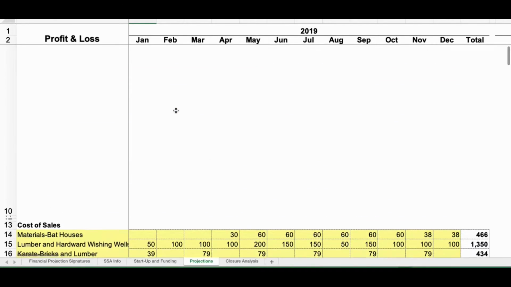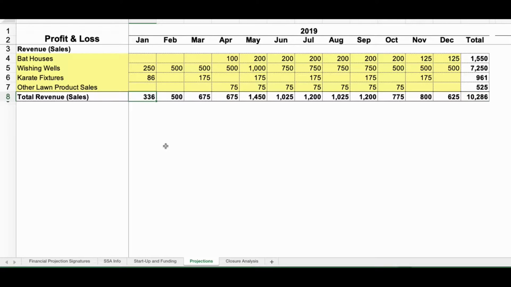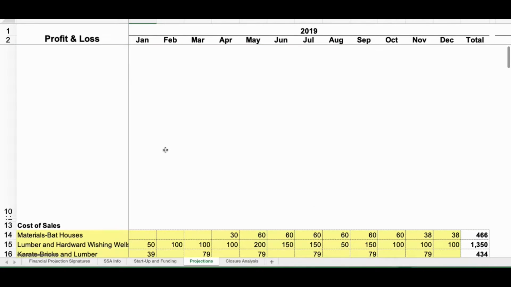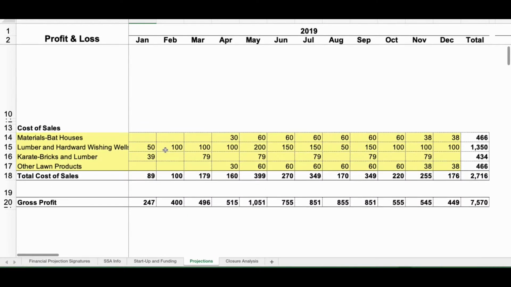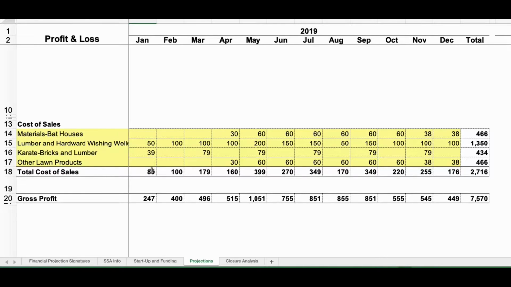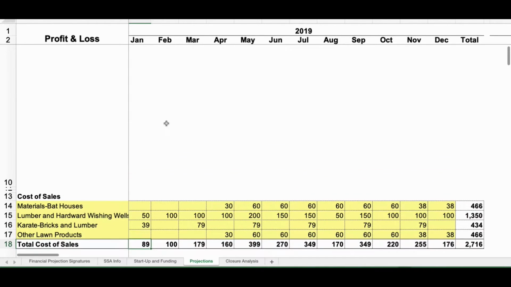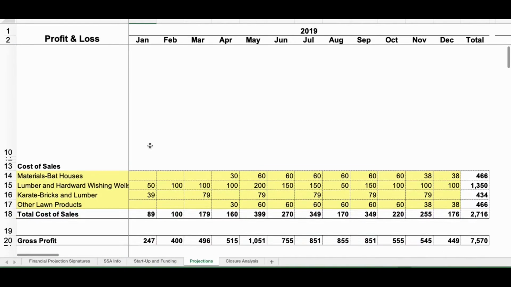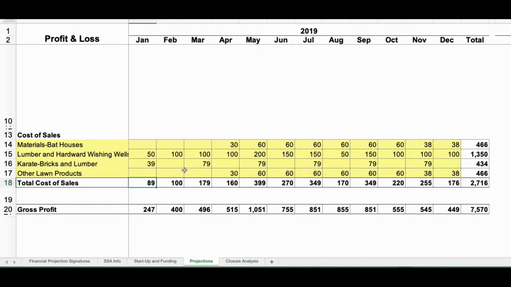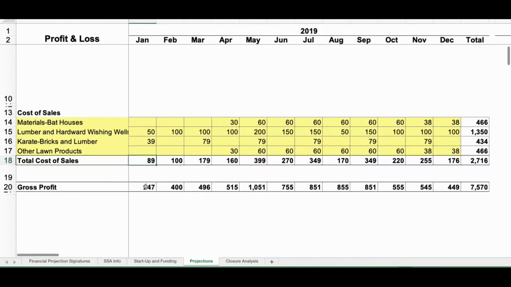In Stephen's case, in the month of January, he's projecting sales of $336, but he's not going to make all of that money, right? Because some of that money is going straight out the door in terms of the raw material that it costs to build what he's building. The cost of sales for that particular month are $89. So his gross profit for January is the $336 in sales minus the $89 of raw materials, which gives him a gross profit in January of $247.